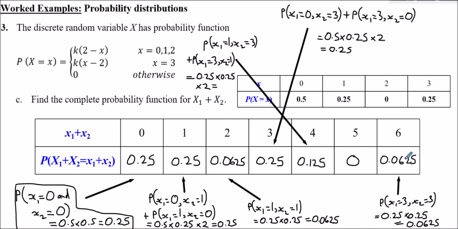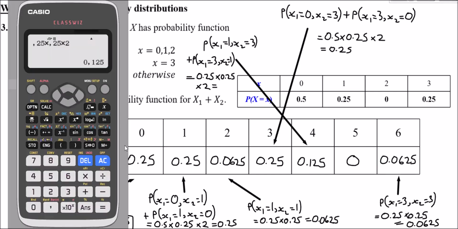If you have time in an exam, what would be a good idea is to check that all this adds up to 1, because the sum of all probabilities for any event should always add up to 1. So if we want to check this here, starting from here, 0.25 plus 0.25 plus 0.0625 plus 0.25 plus 0.125 plus 0 if you really want to, and plus 0.0625, you'll see that it does indeed add up to 1. So that's just proof and a bit of peace of mind that we've not made a mistake, or if we have, it's a very unobvious mistake.